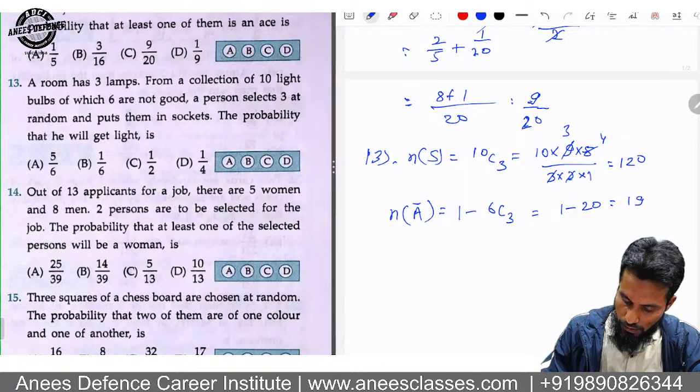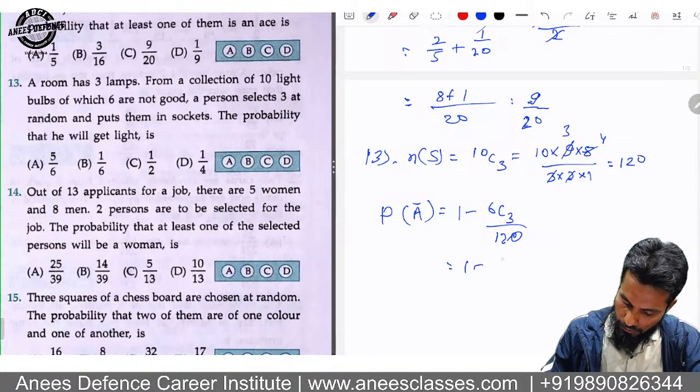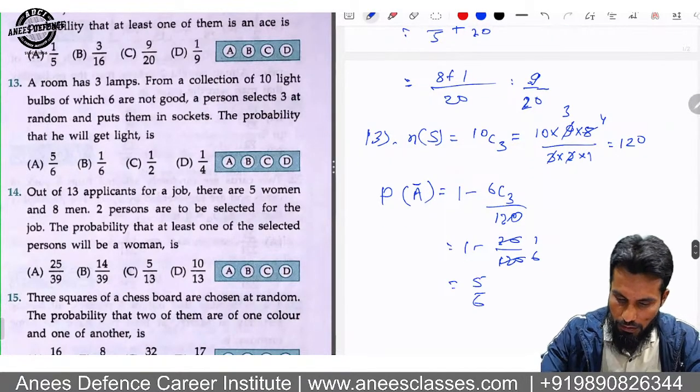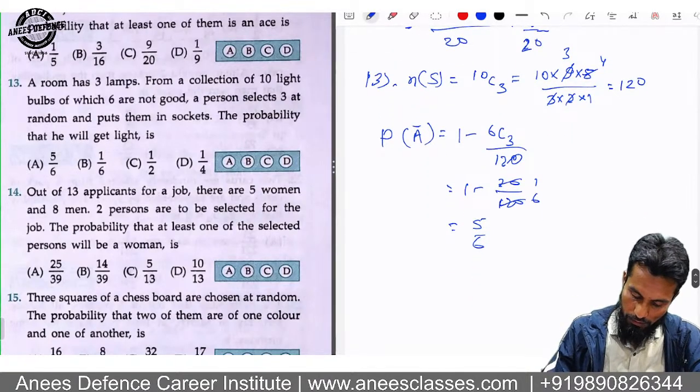So instead of taking 19, you should take it in probability form, right? You cannot take directly 1 minus 20. You should take 1, where 1 is the total probability. So write it in this way. Instead of any, you write probability of A bar. 1 minus 6C3 by 10C3, that is 120. This will give you the correct answer. 6C3 is 20 by 120. So when you solve it, you will get 1 by 6. 1 minus 1 by 6 is 5 by 6. Is there an option 5 by 6? Yes, option number A for question 13. 5 by 6 is the correct answer.